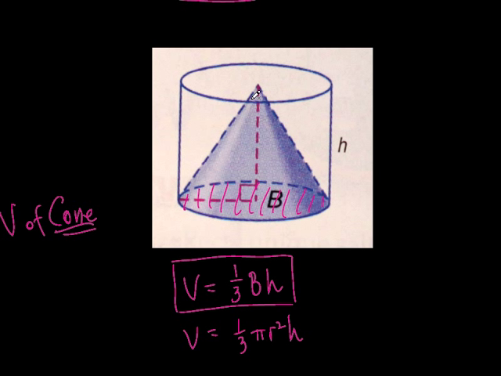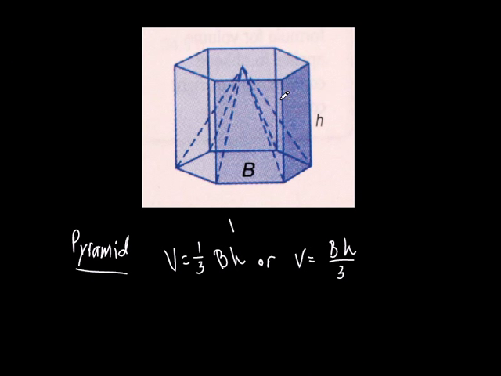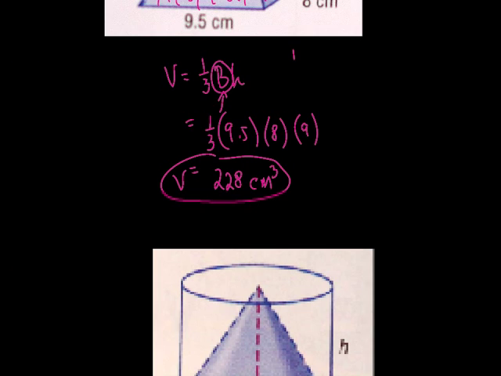Where the cone fits perfectly inside this cylinder, but it takes up 1/3. It's got 2 times as much empty space. Only 1/3 of it is taken up by the cone. Same thing with the pyramid. The pyramid takes up 1/3 of this prism. So that's an easy way to remember that the volume is 1/3 of the area of the base times the height. It's 1/3 of this cylinder, or in the other case, it's 1/3 right here.